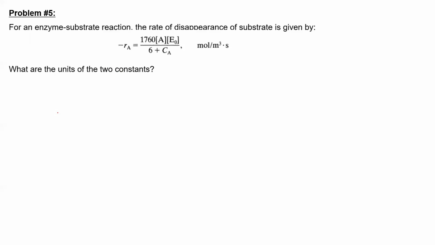Okay, so I have minus RA is equal to 1760. This is my first constant, A, E note, divided by 6 plus Ca, mole per meter cubed second. So this is just an exercise in unit manipulation.